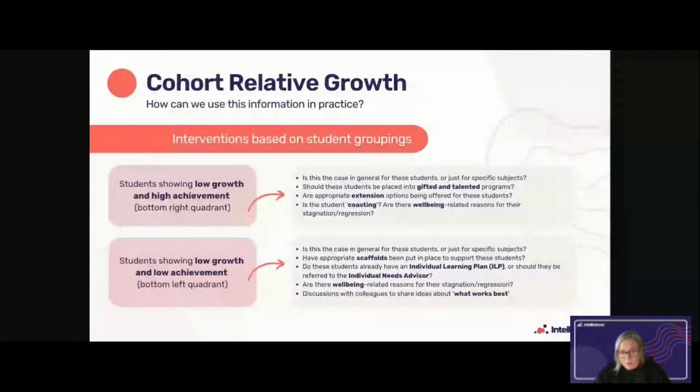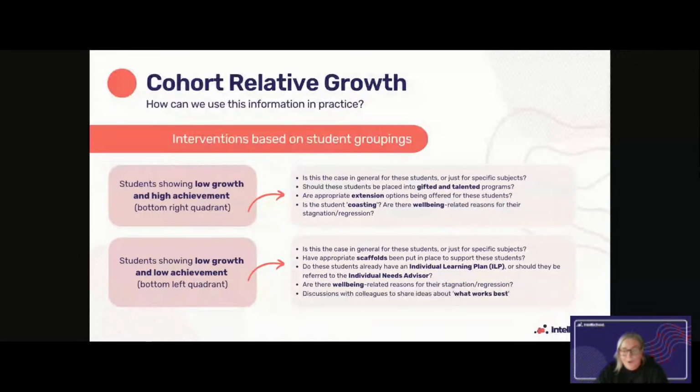So what I would suggest that we ask as general questions, so we could be sitting down as a team to consider these groups of kids. Bottom right quadrant, so students who are low growth, but they're high achievement. What we want to know is, is this normal? Is this the case in general for these students? Or is it just specific students where we're seeing that bit of stagnation? Consider whether or not these students are already in a gifted and talented program.